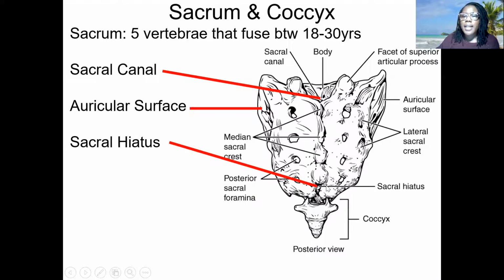Next, we have the sacral hiatus, which is basically just the exiting of that opening of that sacral canal, where some of the terminal fibers can leave or exit through that hiatus.